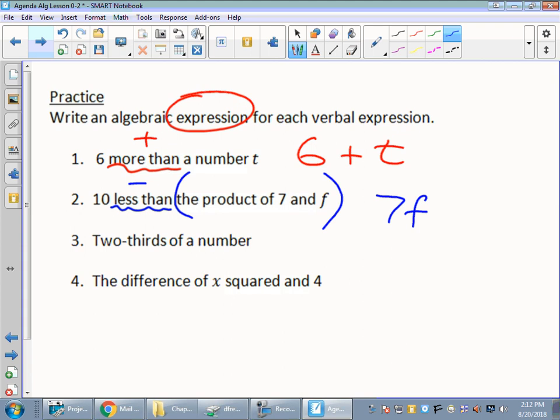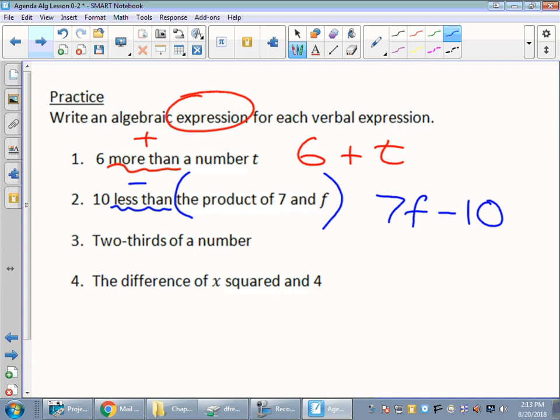So instead of just writing it down in the order 10 minus the product of 7f, we're going to actually have to use our English and figure out which one would come first. We're going 10 less than this number. So it's actually going to be 7f minus 10 because you're taking the 10 away. It says 10 less than the product of 7 and some number f. So in that case, it would be 7f minus 10.